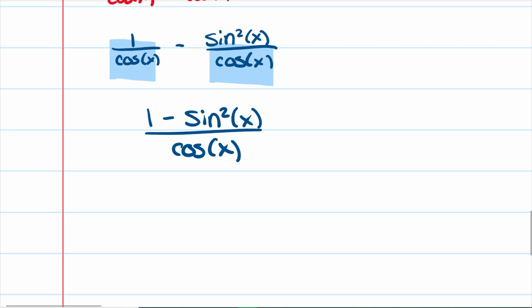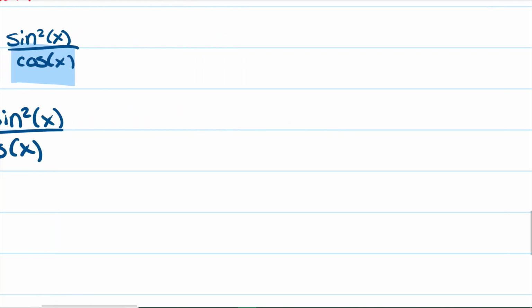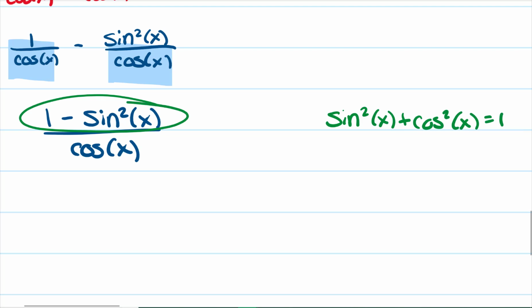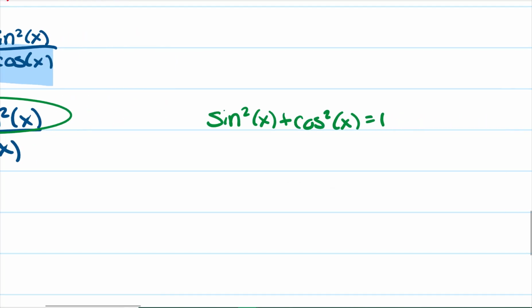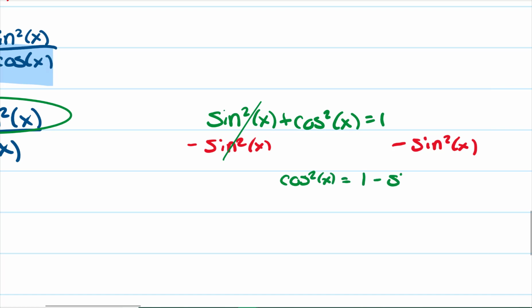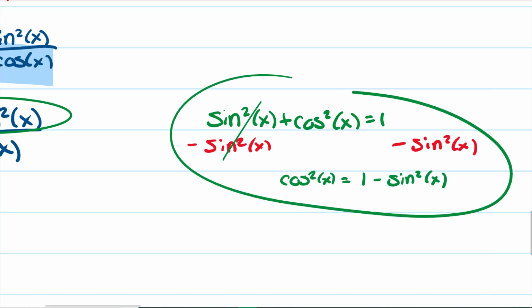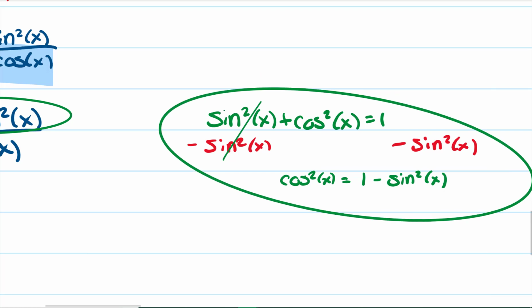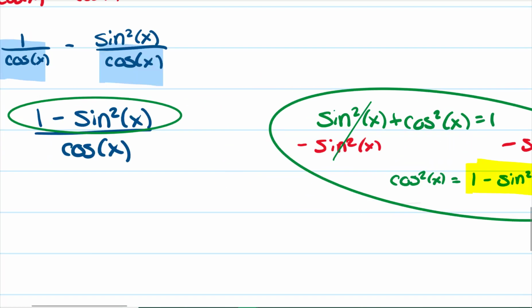And so I'm going to use my Pythagorean identity again. I'm going to go sine squared plus cosine squared equals 1. But notice I have 1 minus sine squared now. So instead of subtracting cosine squared like we did in the previous example, we're going to subtract sine squared from both sides. And that's going to leave me with cosine squared equals 1 minus sine squared. So we're going to use this piece right here, 1 minus sine squared is equal to cosine squared.